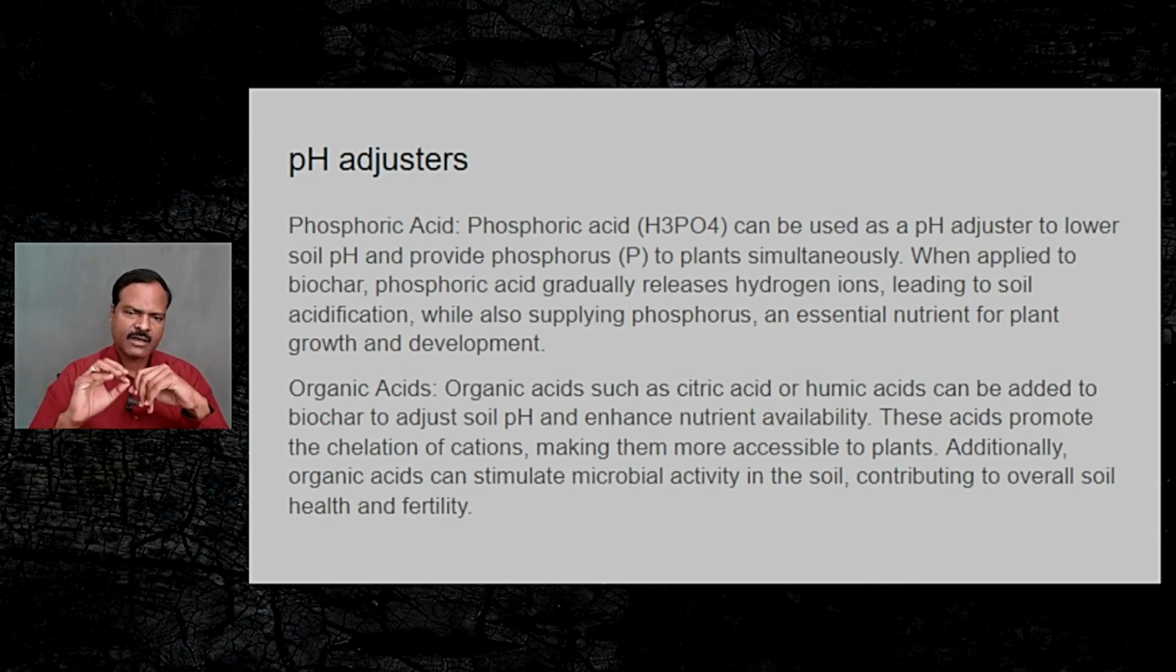Organic acids. Organic acids such as citric acid or humic acids can be added to biochar to adjust soil pH and enhance nutrient availability. These acids promote the chelation of cations, making them more accessible to plants. Additionally, organic acids can stimulate microbial activity in the soil, contributing to overall soil health and fertility.